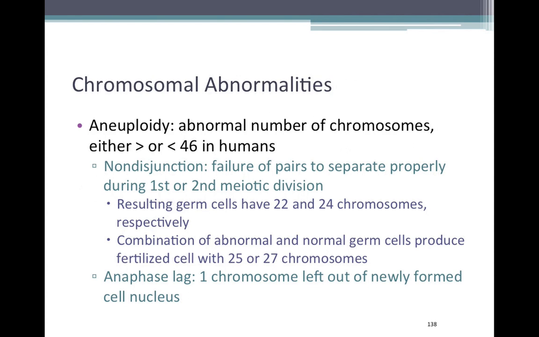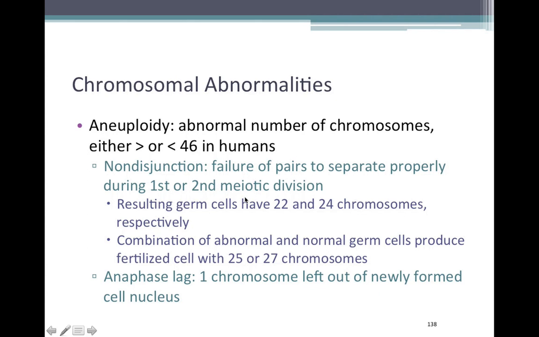Now, one type of chromosomal abnormality we'll talk about is something called aneuploidy. And aneuploidy is what results in an abnormal number of chromosomes. Now, the way you can get an abnormal number of chromosomes in a person, or at least a zygote, is either through non-disjunction or what's called anaphase lag. Non-disjunction is the failure for pairs of chromosomes to separate properly during meiosis.